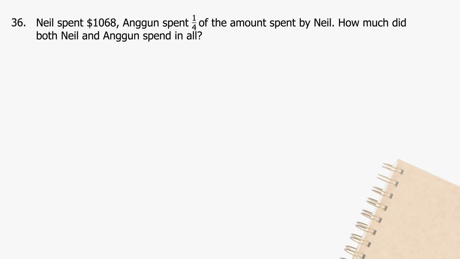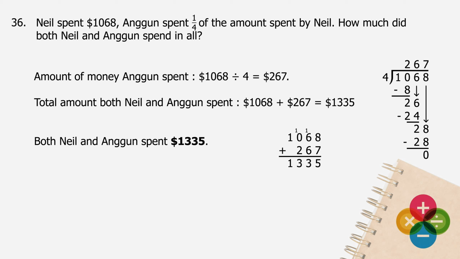Question 36. Neil spent $1,068. Angun spent 1/4 of the amount spent by Neil. How much did both Neil and Angun spend in all? The amount of money Angun spent will be, divide $1,068 by 4, and the quotient is $267. The total amount of money both Neil and Angun spent will be, add $1,068 to $267, and the sum is $1,335. Both Neil and Angun spent $1,335.